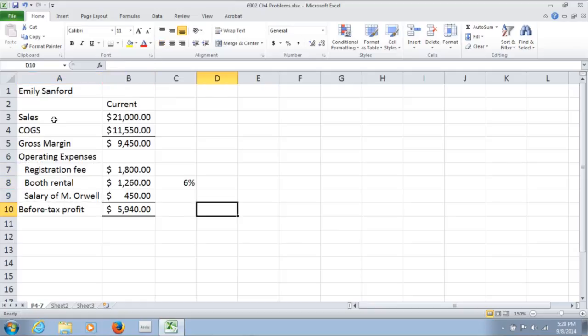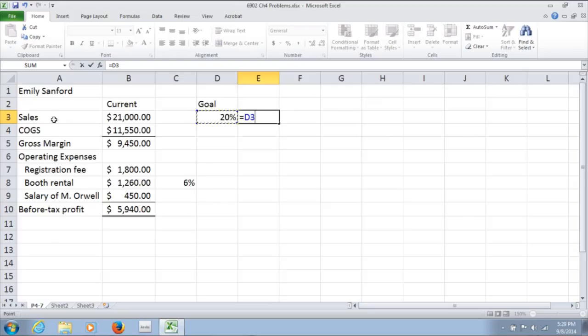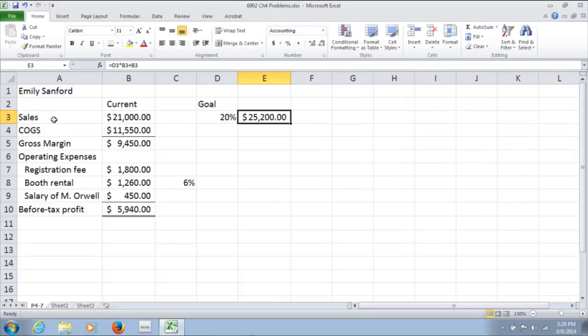Now, what Emily posits is that if she increases sales 20%, so the goal is increase sales 20%, what will be the increase in profit? So there are a few ways that we can do this. We can take the 20%, multiply that by the 21,000 and add the 21,000. So we have our new sales number of 25,200.